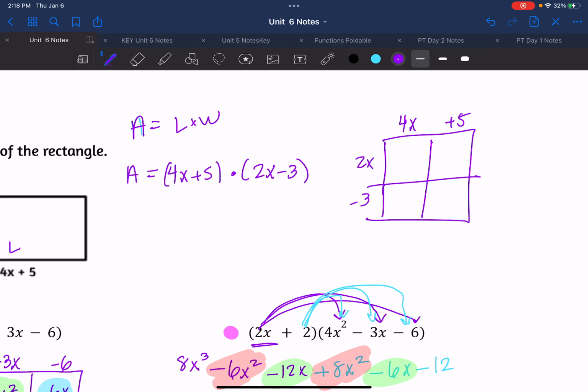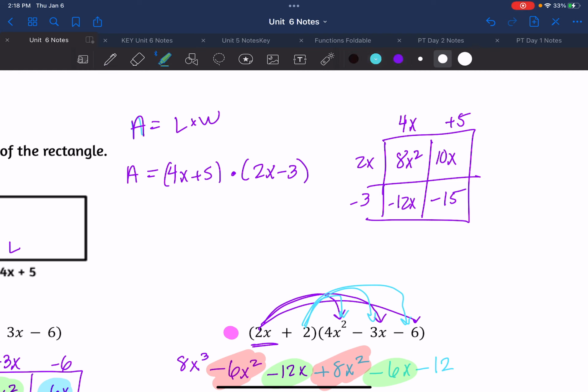So we have 4x times 2x. 4 times 2 is 8. X times x is x squared. Bam. 5 times 2x, 10x. 4x times a negative 3 is a negative 12x. Negative 3 times 5 is a negative 15.